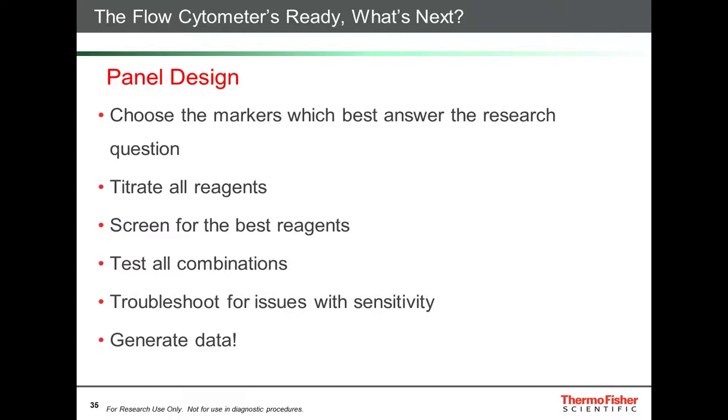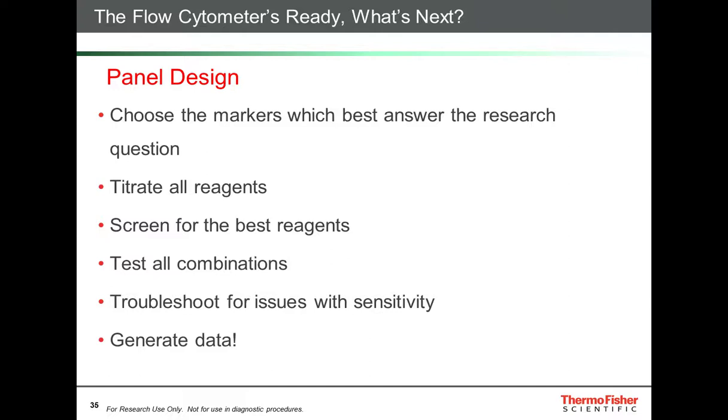So there are many ways to do panel design. There's an excellent paper by Yolanda Mankey and Mario Roederer. I believe it's from 2010, but if you search panel design and those two names, M-A-N-K-E and R-O-E-D-E-R-E-R, you can find the paper, and it talks about ranking your markers. You want to choose the markers which best answer your research question. They rank them primary, secondary, and tertiary. I find that very helpful.